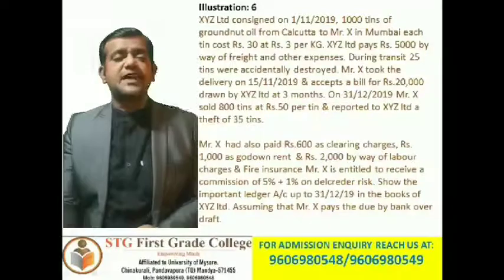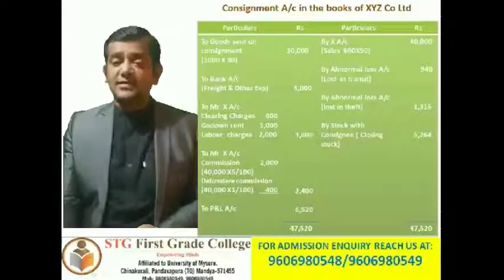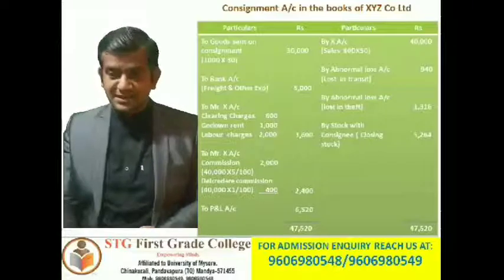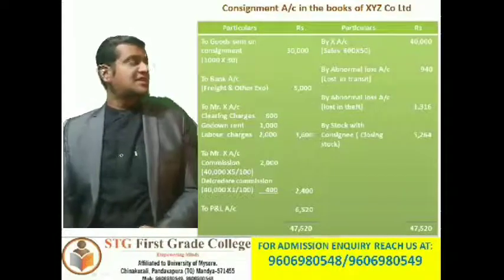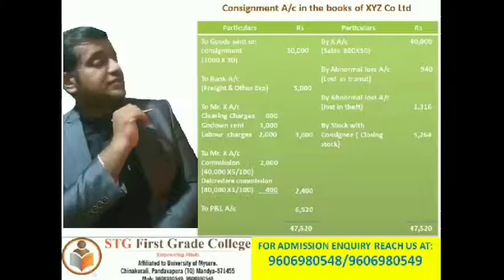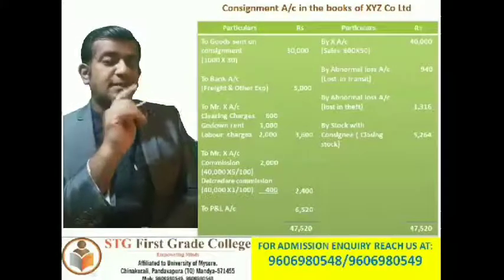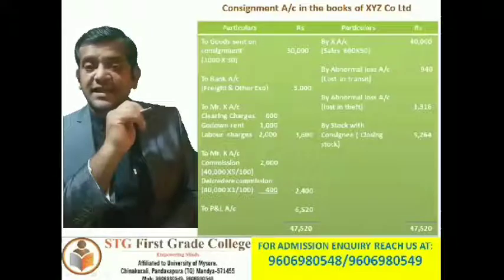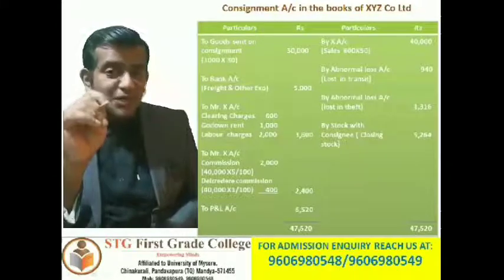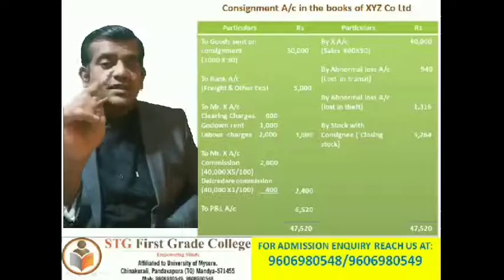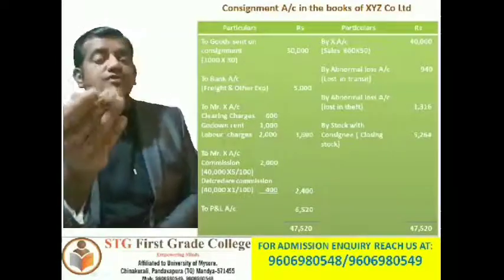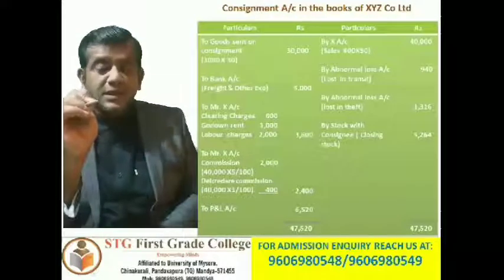So open consignment account. Consignment account in the books of XYZ Company Limited. First take down on the debit side, To goods sent on consignment. How many tins have been consigned at the beginning of the problem? 1,000 tins. What was the cost price of each tin? 30 rupees. So calculate 1,000 into 30 in brackets. So outer column 30,000 rupees.